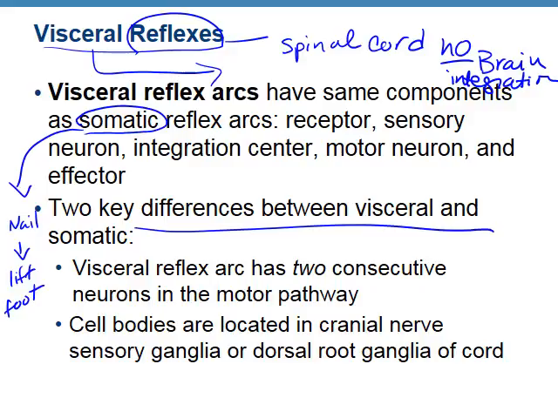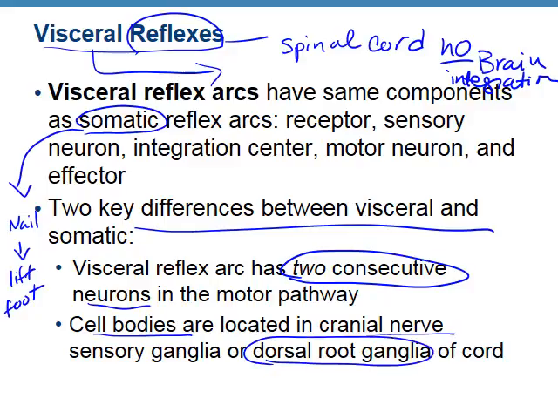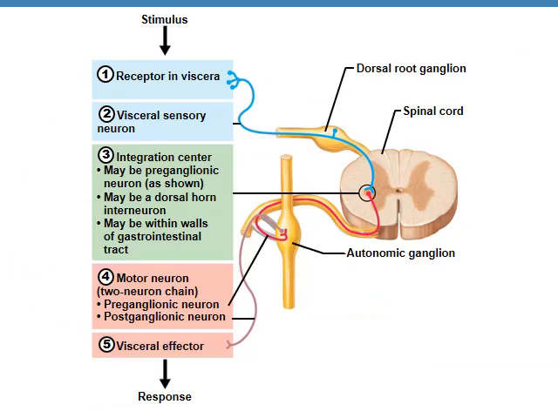Okay, there are differences between the visceral and the somatic. So the visceral reflex has 2 consecutive neurons, and the cell bodies are located either in the cranial nerve, or we're going to see the example in the dorsal root ganglion of the spinal cord. This image here, or this figure from your book, this is a visceral reflex arc. So as I said, we had 2 neurons here.